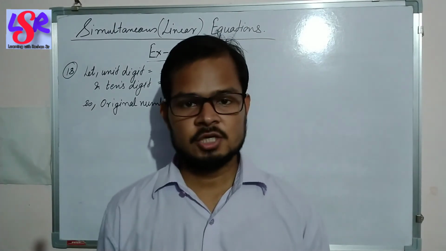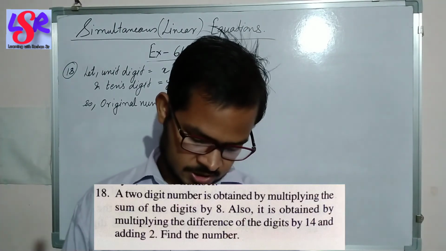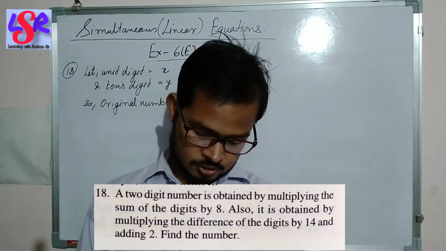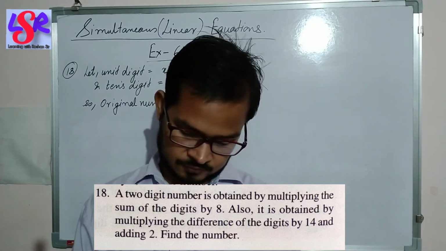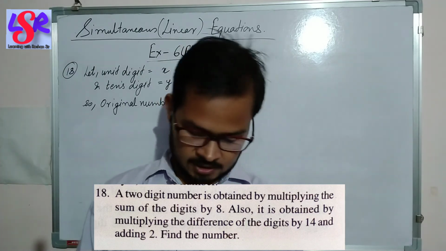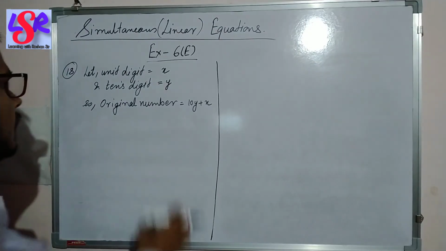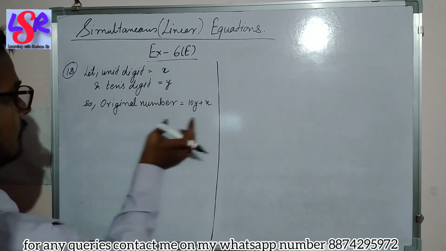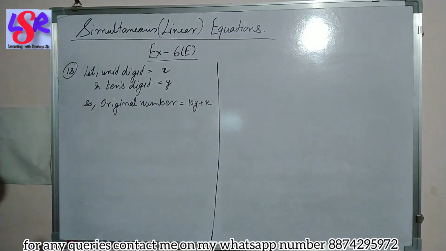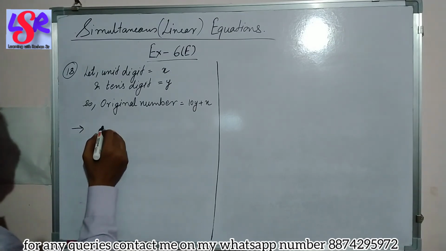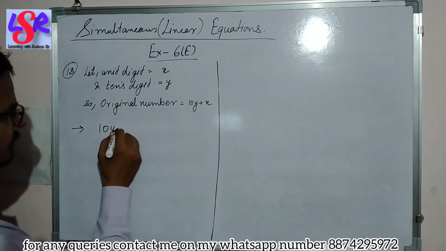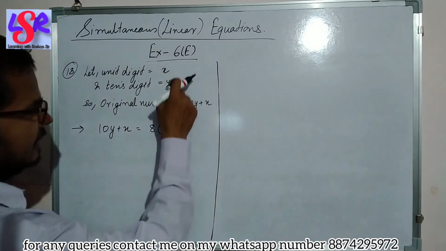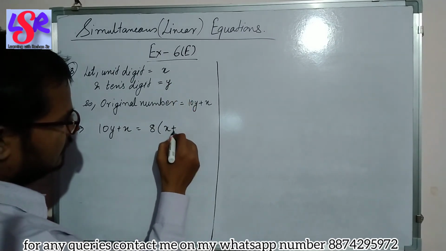Now let's see question number 18. Here we have a two-digit number obtained by multiplying the sum of digits by 8. Also, it is obtained by multiplying the difference of the digits by 14 and adding 2. Find the number. Now let the unit digit be x and the tens digit be y, and the original number obtained by these two is 10y plus x. Now for the first equation, it has been given that the original number, that is 10y plus x, can be obtained when the sum of digits, that is x plus y, is multiplied by 8.